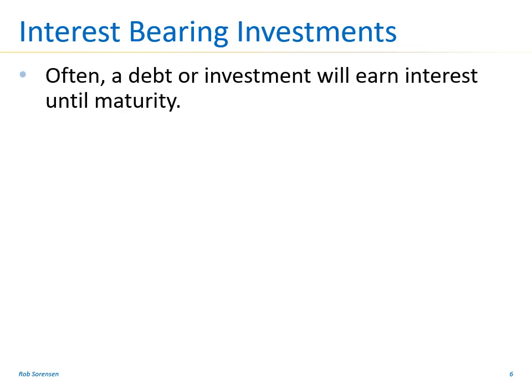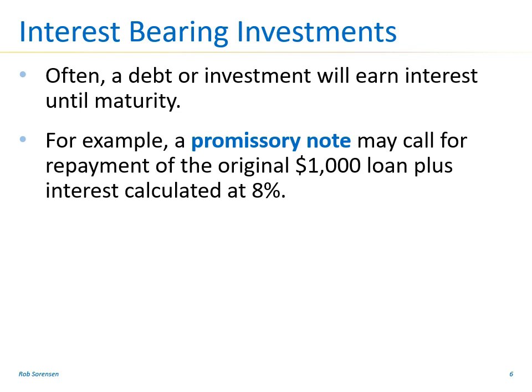Now, often a debt or an investment is going to earn interest until maturity. For example, I might borrow $1,000 today and promise to pay it back in the future with 3% added on top or something like that. Something called a promissory note is very much like that. It's an IOU where we say, look, we're going to repay the original amount plus some interest in the future.